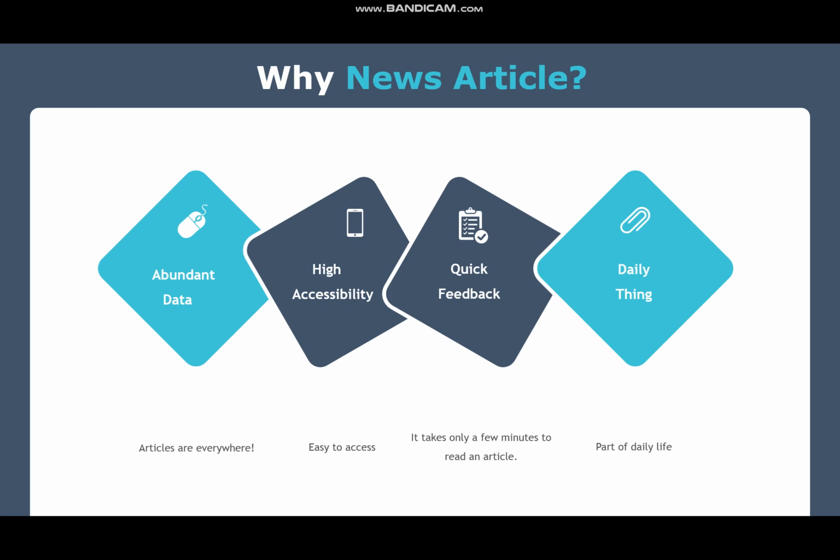So, because of its nature and its high accessibility, it's kind of a daily thing. I know that not all people would read newspapers every day, but it is obvious that it's part of our daily life. And it doesn't take several hours or several days to read an article, so we can get some quick feedback from users in a short time.